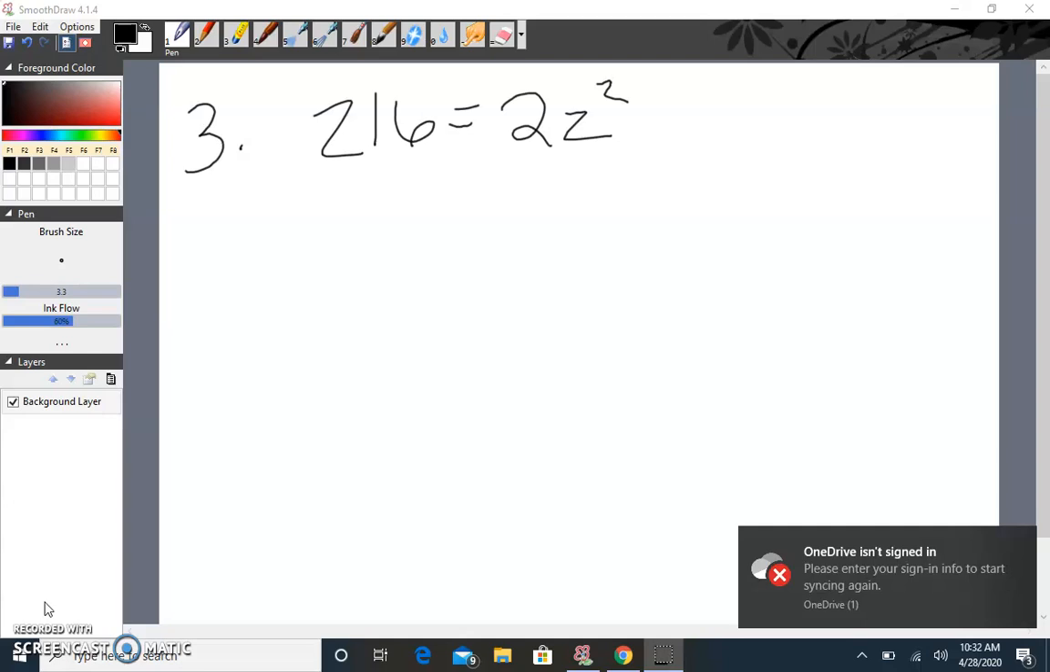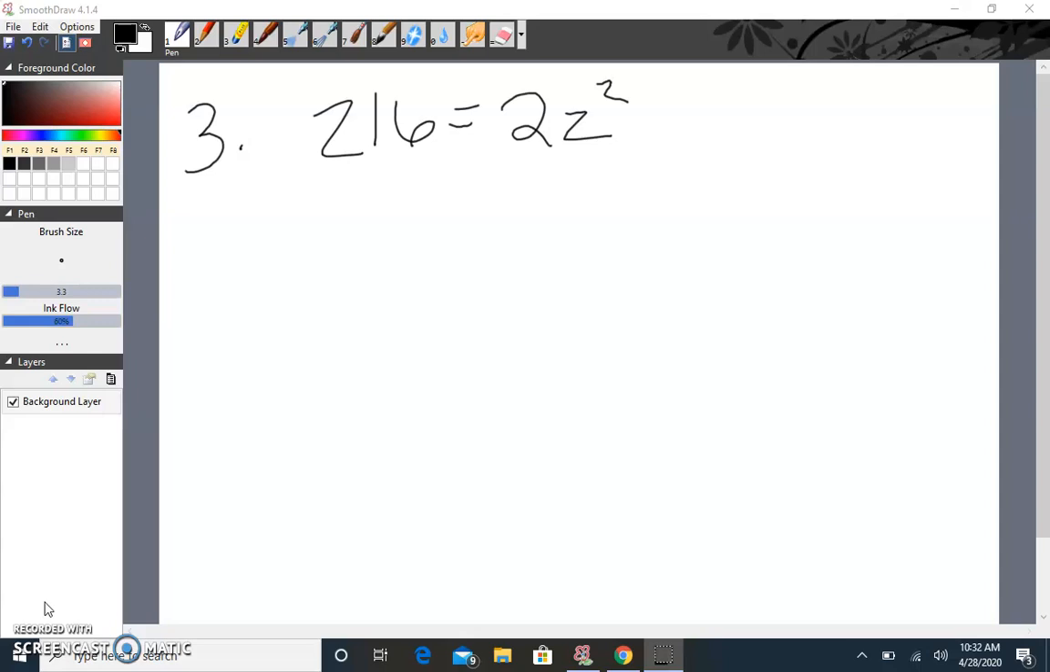So this is number 3 on page 504. That's part of your work that you'll be turning in before you take the test. And it is 216 equals 2z squared. Basically, it is the same thing like a normal equation. You got to work it out. You got to isolate the variable, get the variable by itself, and see what our answer is.